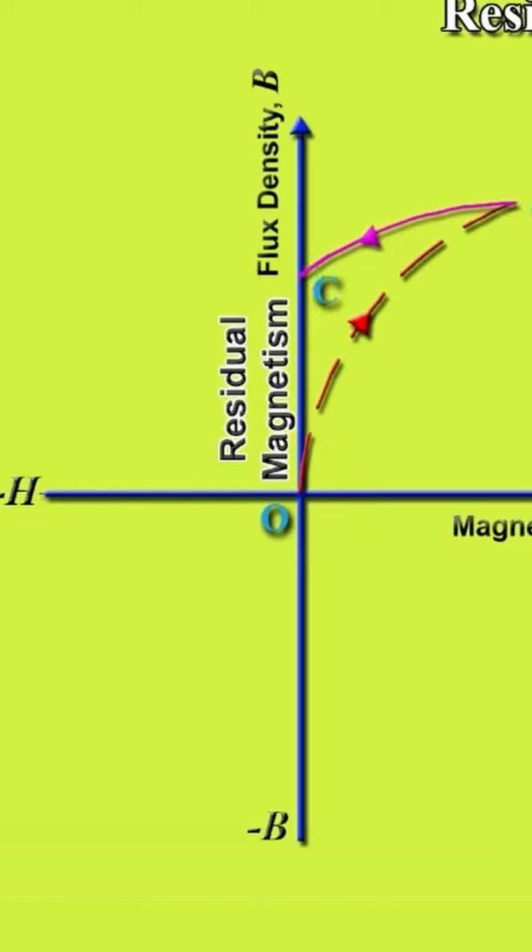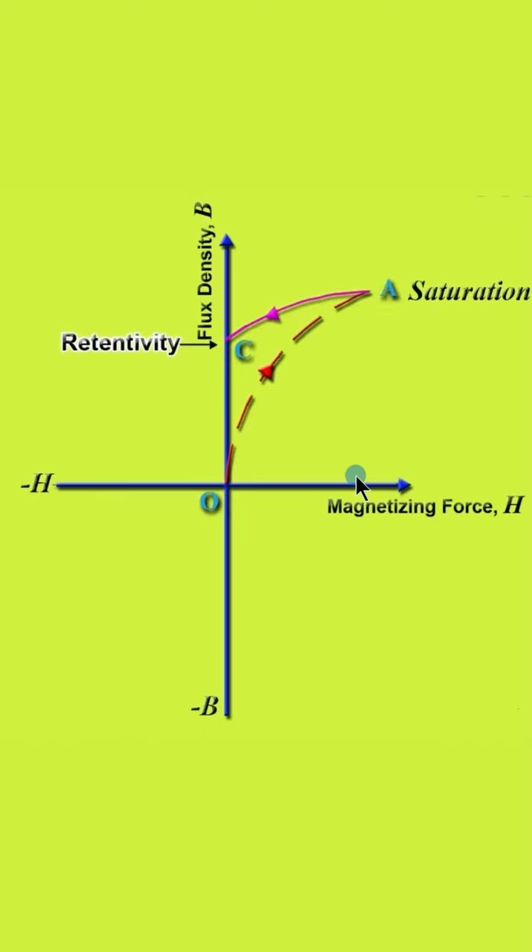This point C is called the retentivity, the power to retain its magnetization even after the magnetizing force is made zero. Coercivity. We know that when the magnetizing force is increased, the flux density also increases to a certain level and it saturates. After that, when this magnetizing force is brought back to zero, some residual magnetism is there, so that it does not come to zero, but follows the curve AC.